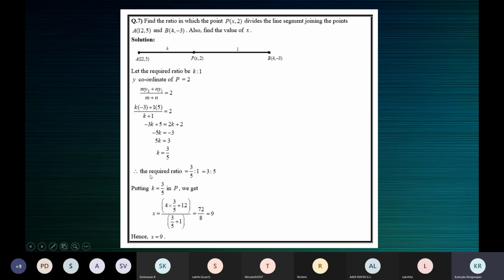Now to get, I think you can help yourself, children, till here. Now to get the x coordinate, we should use the formula mx2 plus nx1 by m plus n, which is 9.